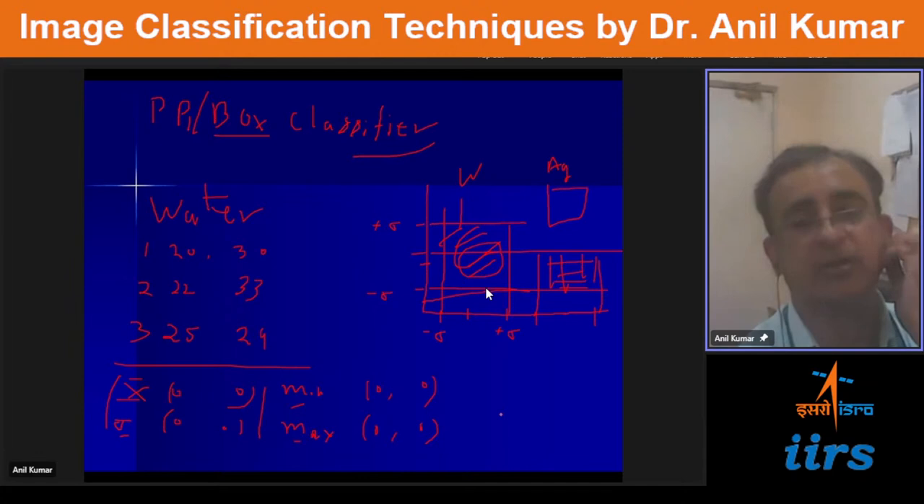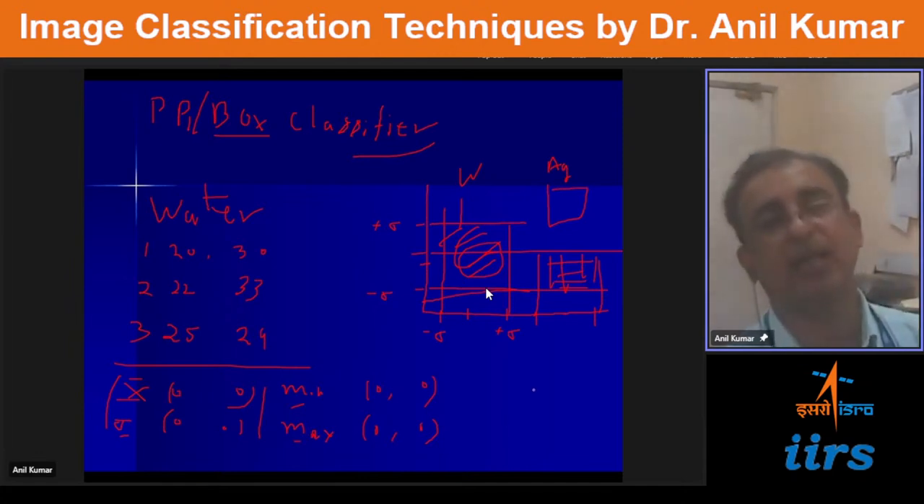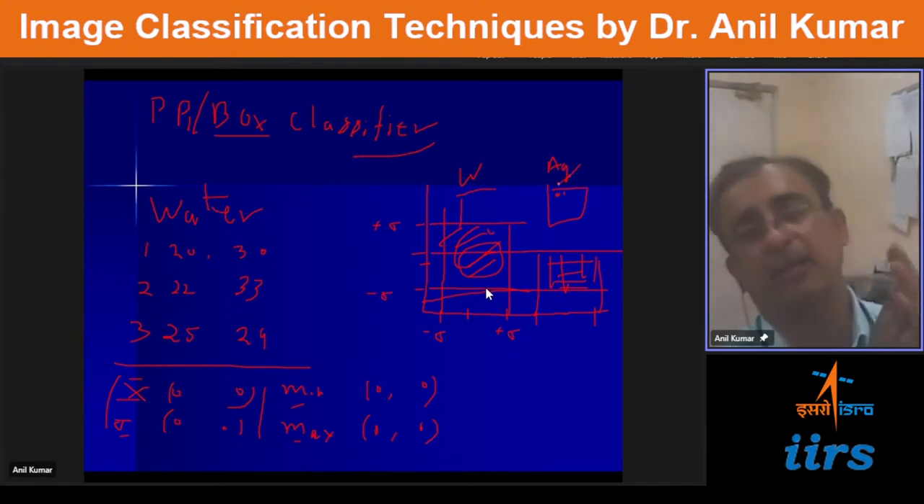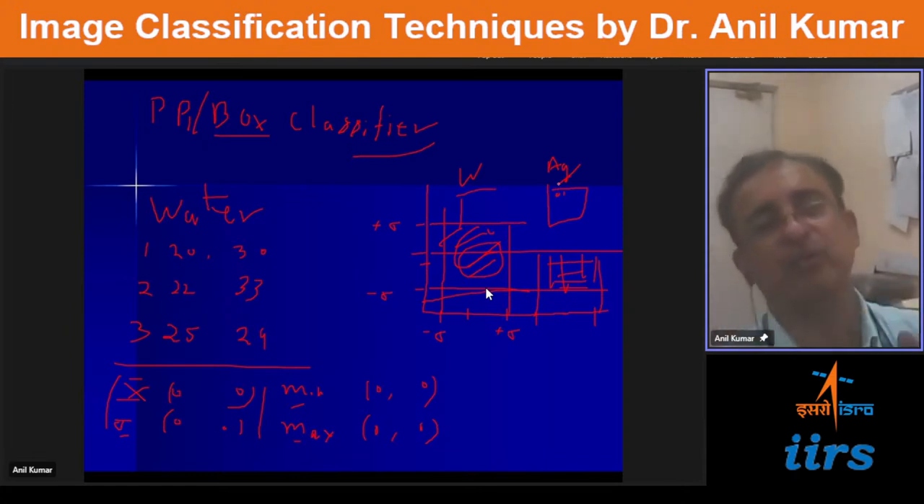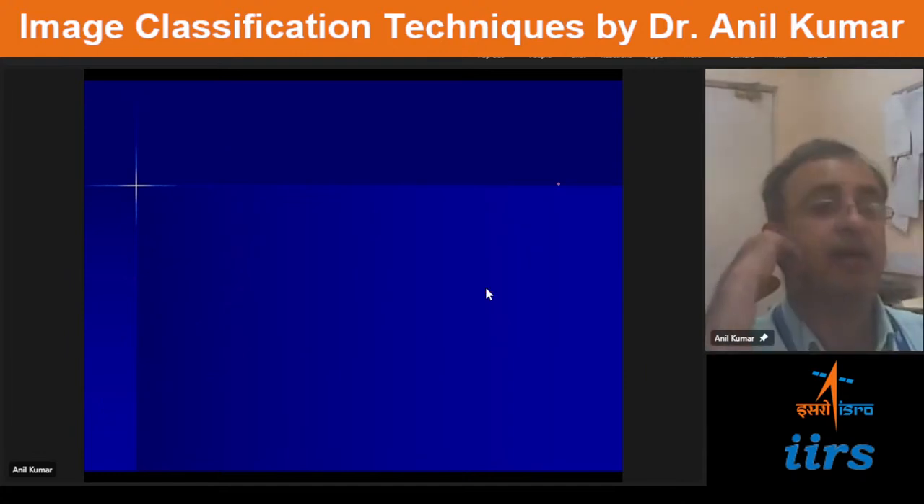Once you create the boxes for all the classes, whatever pixels fall in a box are labeled to that class. Whatever pixels are here are labeled to water, and whatever pixels are here are labeled to agriculture. In this way, you can create the boxes and classify the pixels. This is a very quick method, but it does not give you very good accuracy.